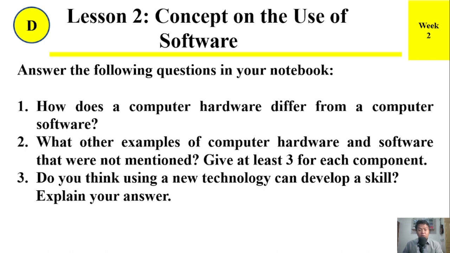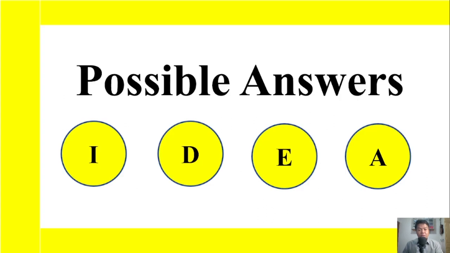Answer the following questions in your notebook. Number 1, how does a computer hardware differ from a computer software? Number 2, what other examples of computer hardware and software that were not mentioned? Give at least 3 for each component. Number 3, do you think using a new technology can develop a skill? Explain your answer. Here are the possible answers.